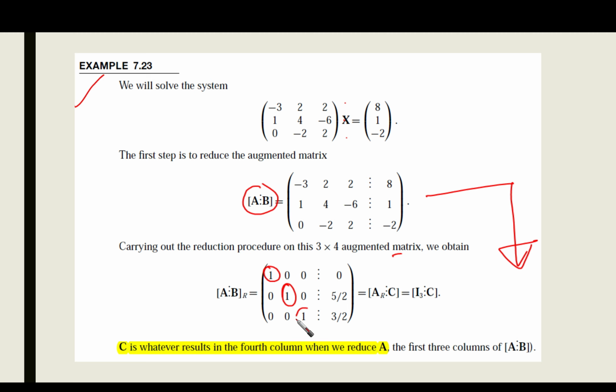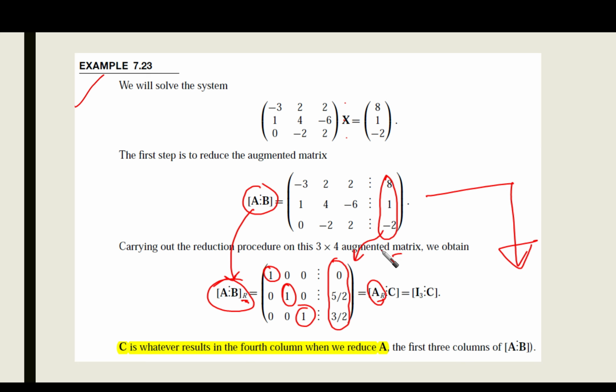1, 1, 1 on the diagonal. This is the reduced matrix, take care. So we have reduced the system now. And when you look at this 3 by 3 matrix, what is it? It is the reduced matrix, right? AR. And this column is whatever results from this column after the row operations.